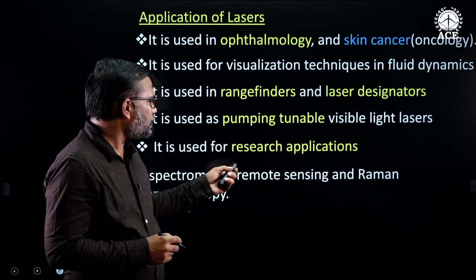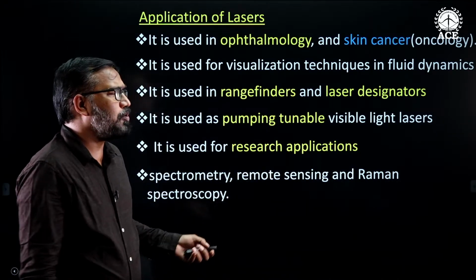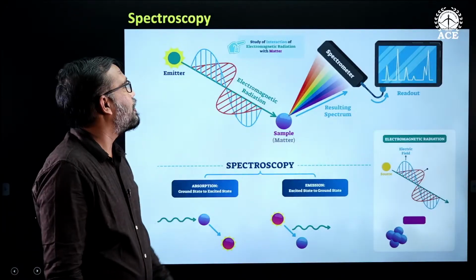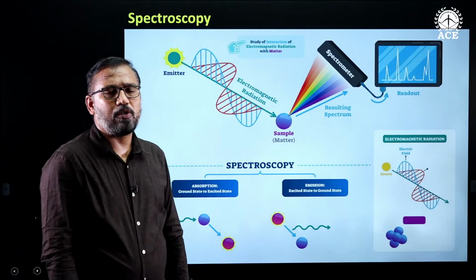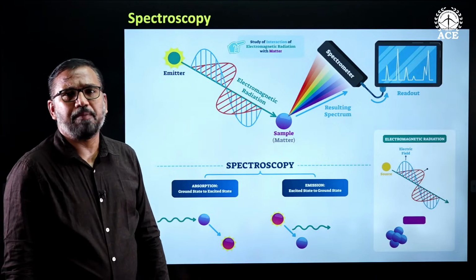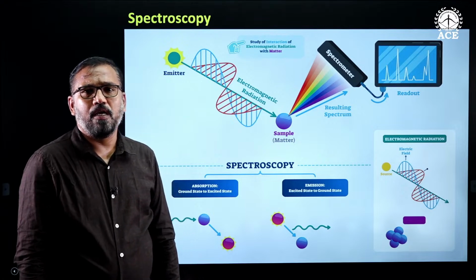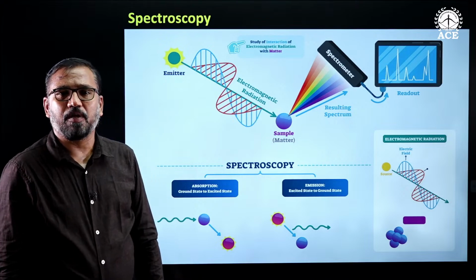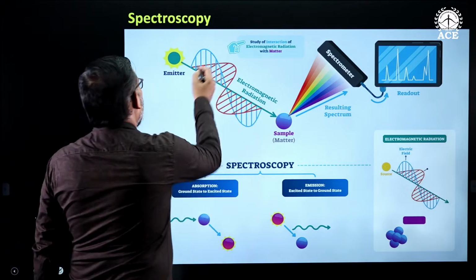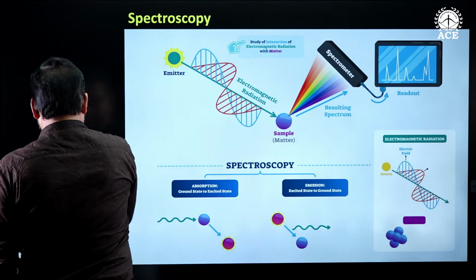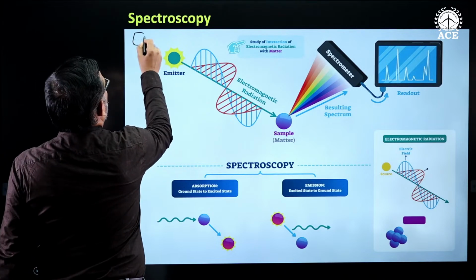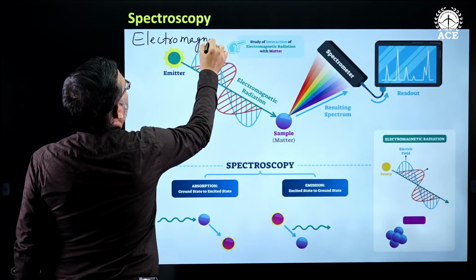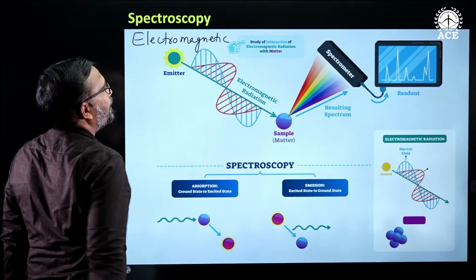Next, research applications: remote sensing, Raman spectroscopy, spectrometer. What do we see here? It is spectroscopy: absorption spectroscopy, emission spectroscopy. We know that light is nothing but electromagnetic radiation. It is an electromagnetic radiation.